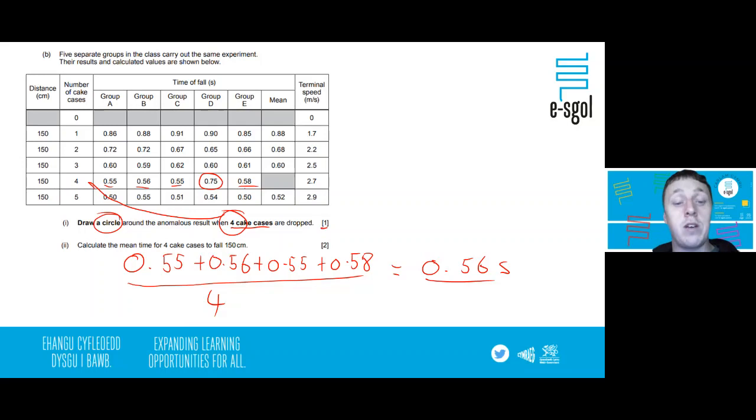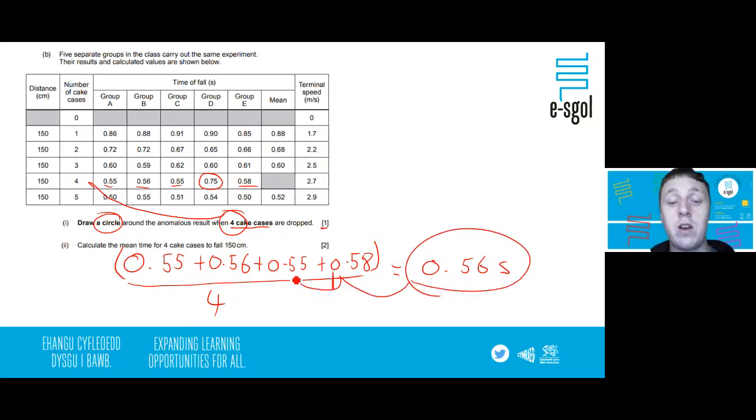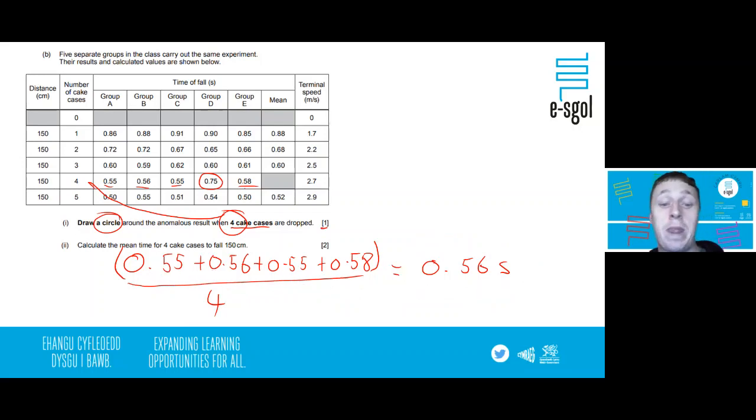Many issues can arise from using your calculator. So often it's useful to put brackets and calculate the top before dividing the answer by 4, or calculate the top, hit equals, then hit the answer button and then divide that by 4. It makes sense with the data here because 0.56 is within all of these values. It's greater than 0.55 and 0.55, but it's also less than 0.58. So it is within the data set we have.